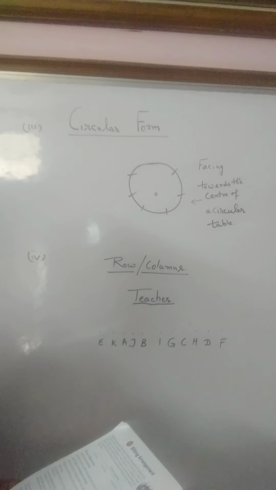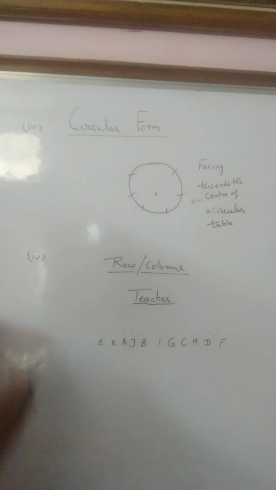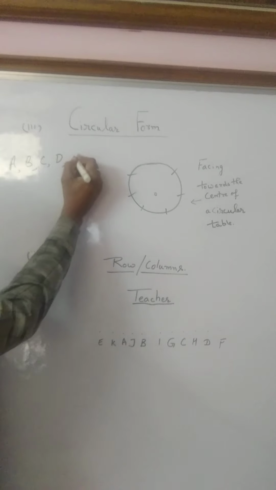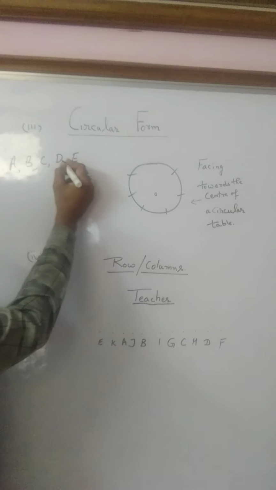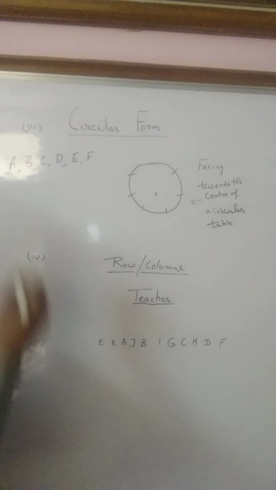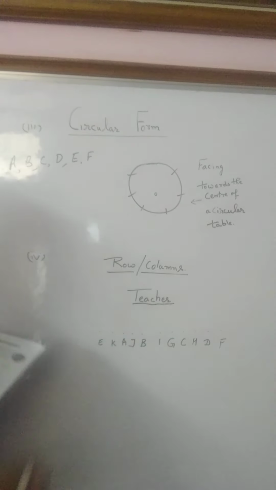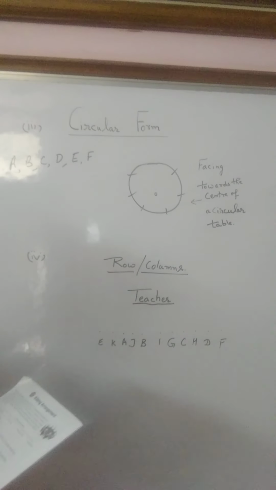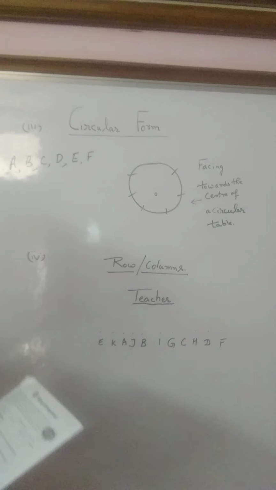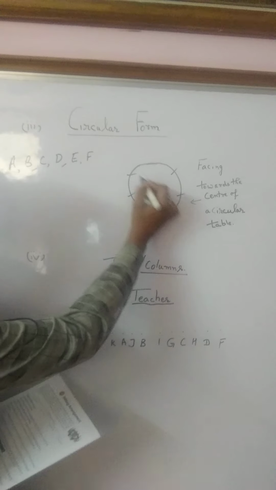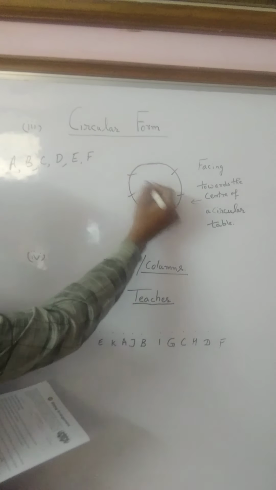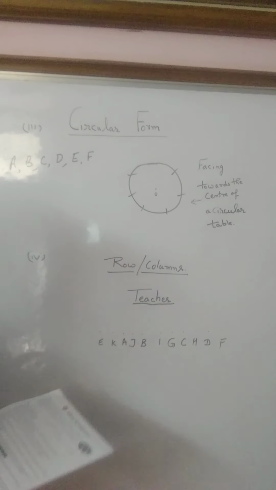6 boys are sitting in a circle: A, B, C, D, E, and so on, 1, 2, 3, 4, 5, 6. These are 6 boys. They are sitting in a circle and facing towards the center of the circle, means they are looking inside the circle. Their view, they are watching at the center of the circle. This thing is given to us.